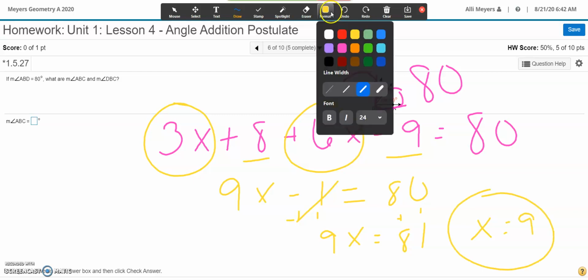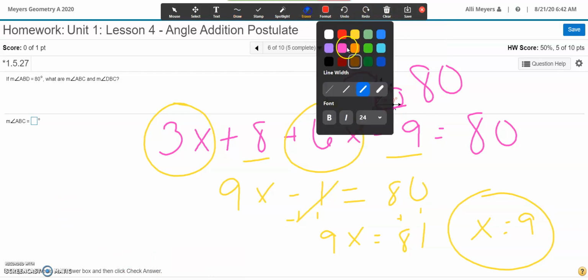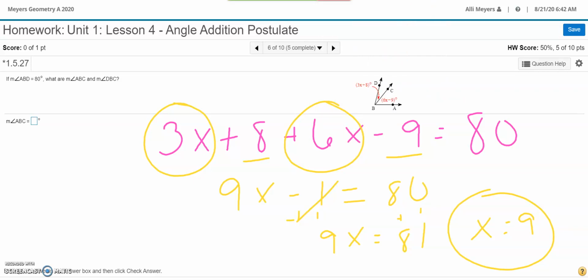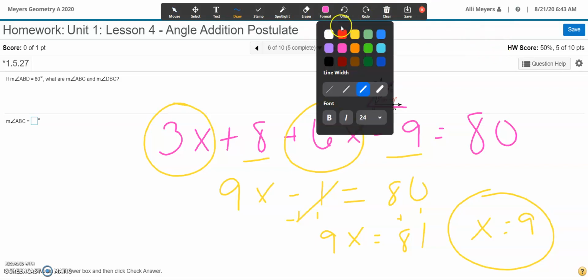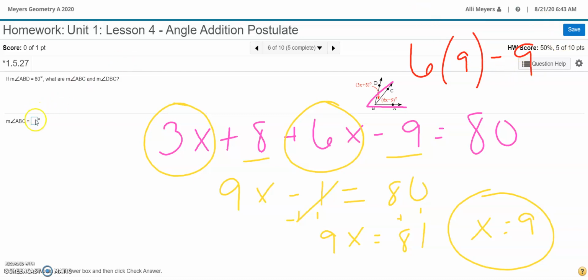But that's not what they want. They want the angle ABC. Let me get rid of all that here. So ABC is the 6x minus 9. So I'm just going to plug 9 into that. 6 times 9 minus 9. So that's going to give me 45 for ABC.